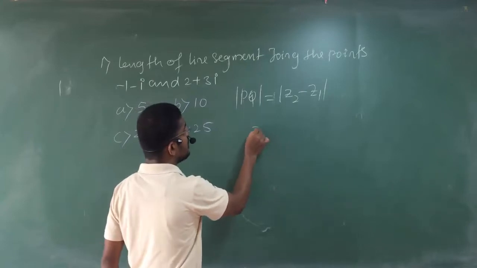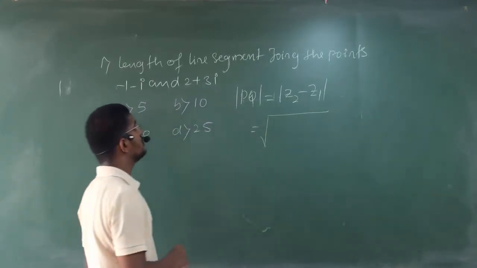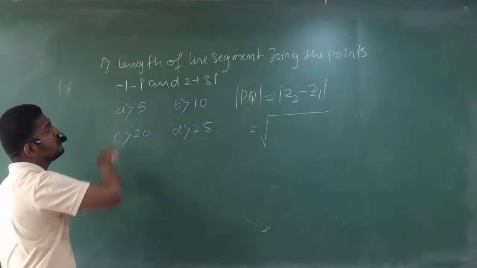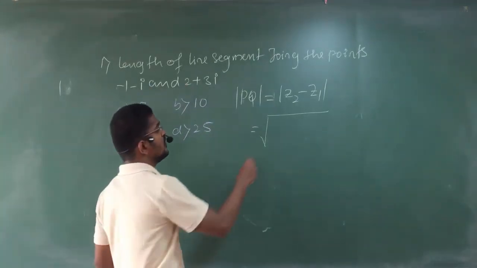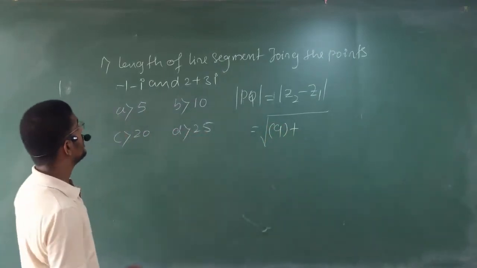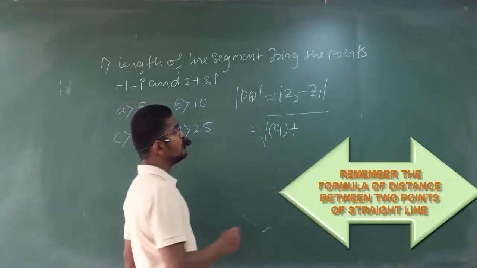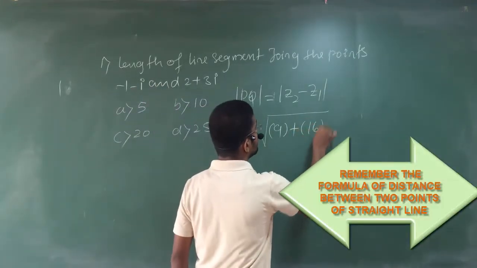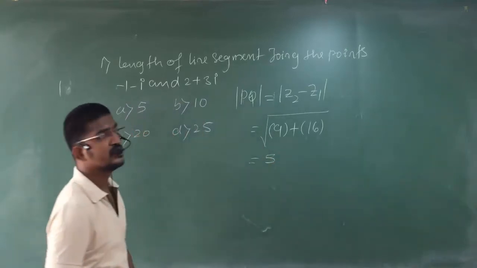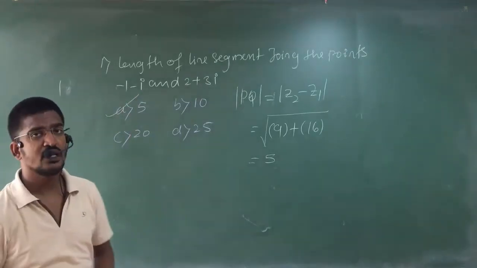So that will be square root of 2 minus of minus 1 will be 3. 3 square will be 9. Plus, next again 3 minus of minus 1 will be 4. 4 square will be 16. So this will be square root of 25 and the answer will be 5. Very simple question. Okay, students?